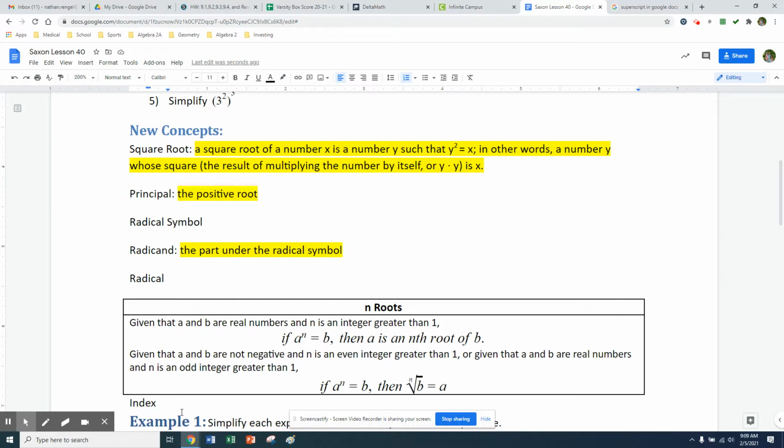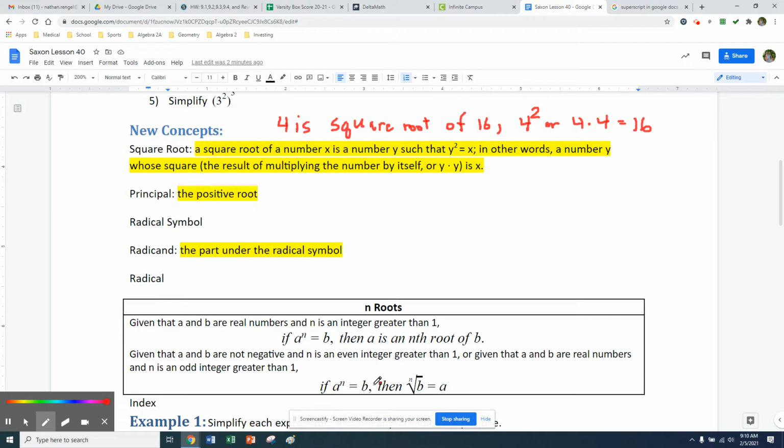A square root of a number x is a number y such that y squared equals x. In other words, a number y whose square is the result of multiplying the number by itself, or y times y is x. In other words, 4 is the square root of 16, because 4 squared, or 4 times 4, equals 16.